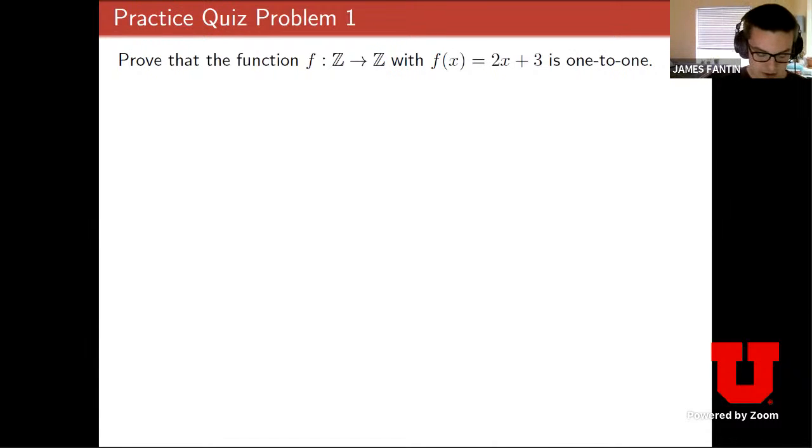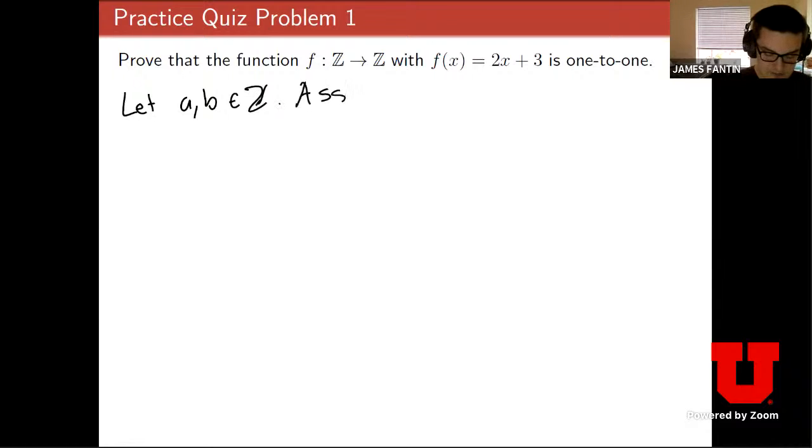So we're going to prove a function defined from the integers to the integers, such that f of x is equal to 2x plus 3 is 1 to 1. So how do we prove a function is 1 to 1? Well, we basically have to show that given two inputs, so let's say a and b be in our domain.